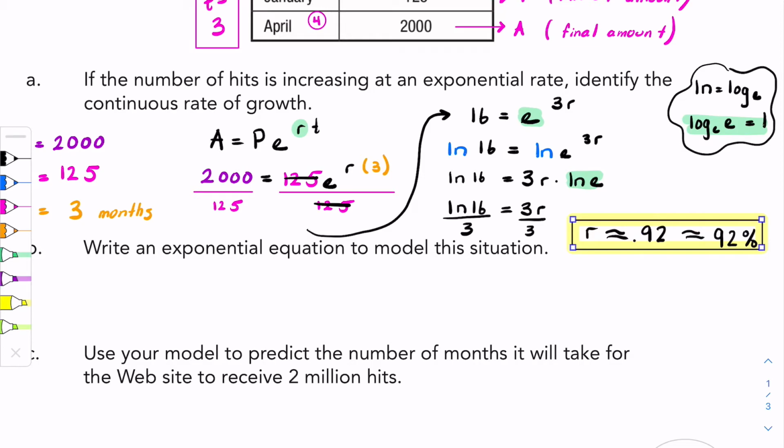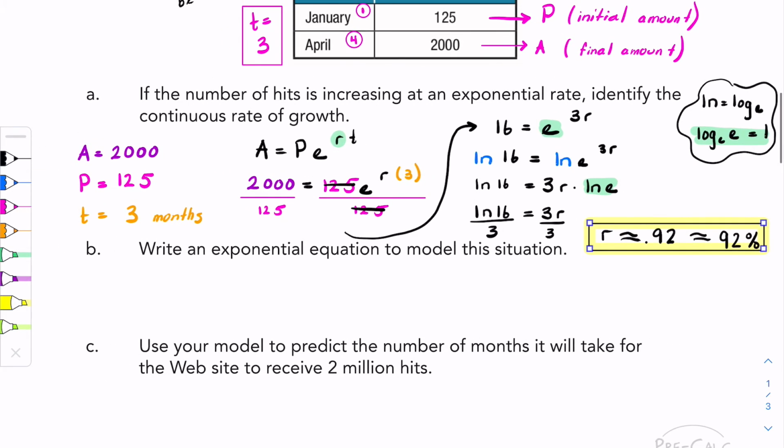Next, it says to write an exponential equation to model the situation. So if we're modeling the situation, I'm not going to include the time for my model because the time could change. So I could ask you how many hits on the website after 5 months or after 9 months. So I'm going to leave t as a variable, but everything else I'm going to substitute into the equation, except for the answer. When I say everything else, I'm talking about the initial value and the rate.